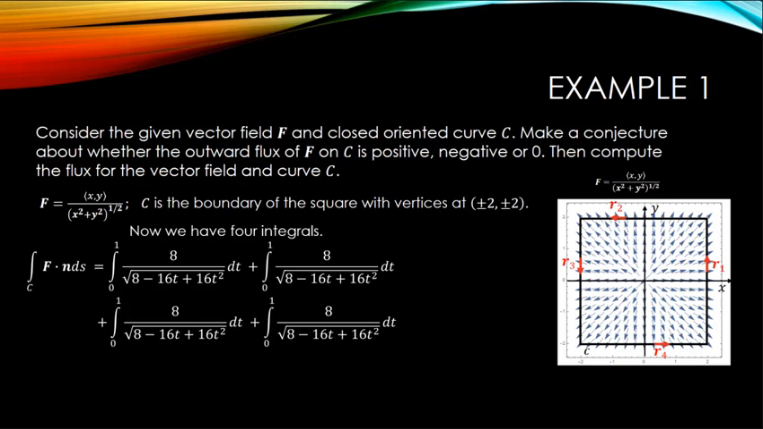These integrands are all the same, so that my integral simplifies to the integral from 0 to 1 of 32 over the square root of 8 minus 16t plus 16t squared dt. This gives me 8 times the natural log of 2 square root of 2 plus 3, which is approximately 14.1.